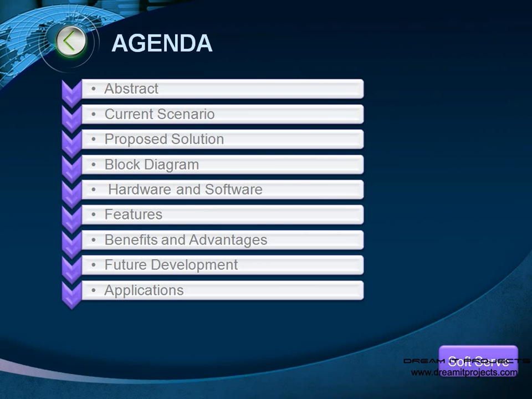Okay, now let's see what the agenda for today's session is. Basically, it's an abstract, a brief description about the project, then the current scenario and the limitations of the existing system. Then we have a proposed solution, what we are doing to overcome those limitations, and then the block diagram, that is the architecture diagram of the project, and the hardware and software requirements. It will be related to a server as well as a client. Then what features this project is providing, what benefits and advantages the user will get after implementing this project, and what the future scope of this project is and where it can be applied.